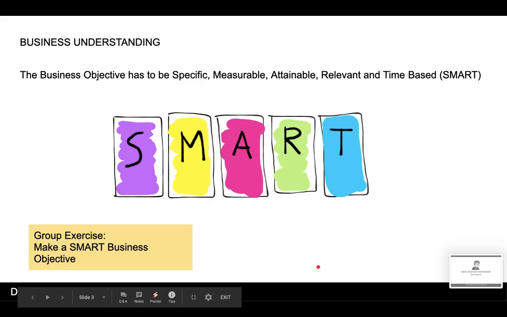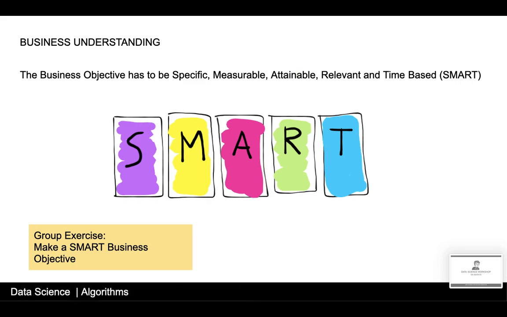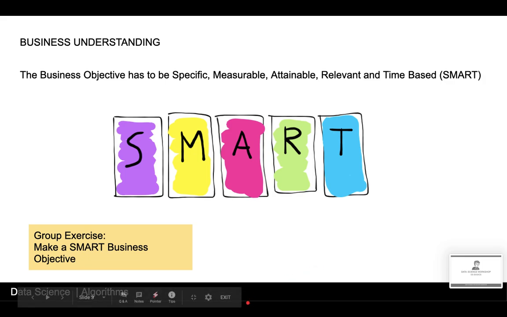So the business objective has to be specific, measurable, attainable, relevant, and time-based, also called SMART. So for your group exercises, make a SMART business objective for your own business.